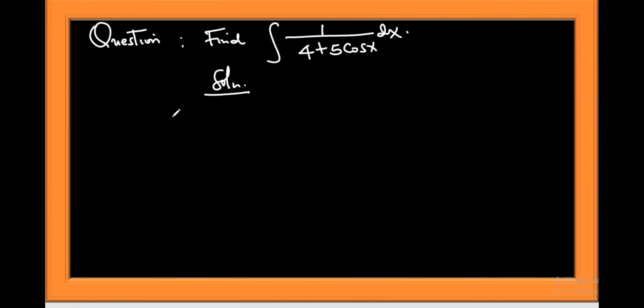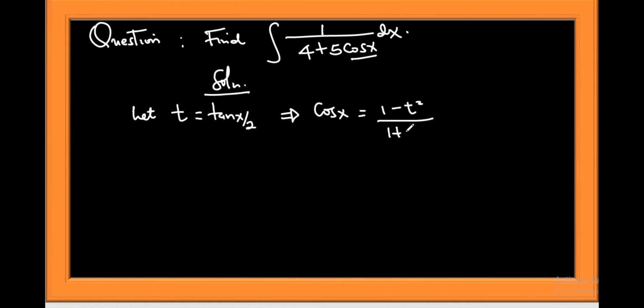I will simply say the best option here is to let t be equal to tan x out of 2. When you let t be tan x out of 2, it clearly implies that the cos x we have in our question, cos of x, now becomes 1 minus t squared divided by 1 plus t squared. This originates from trigonometry.